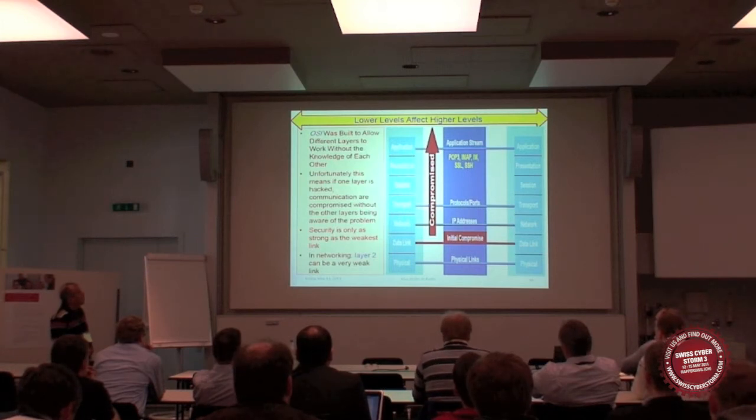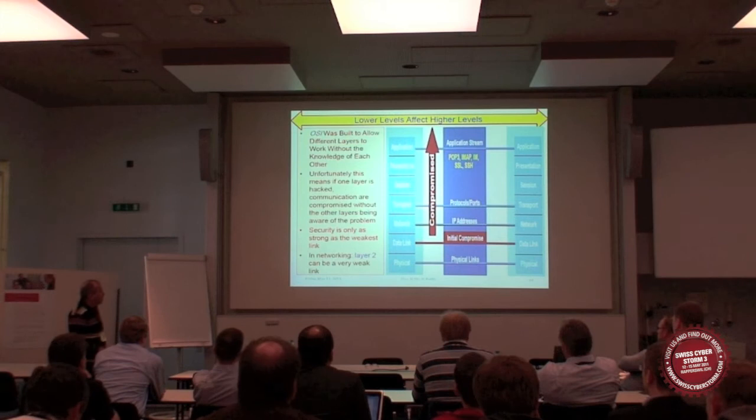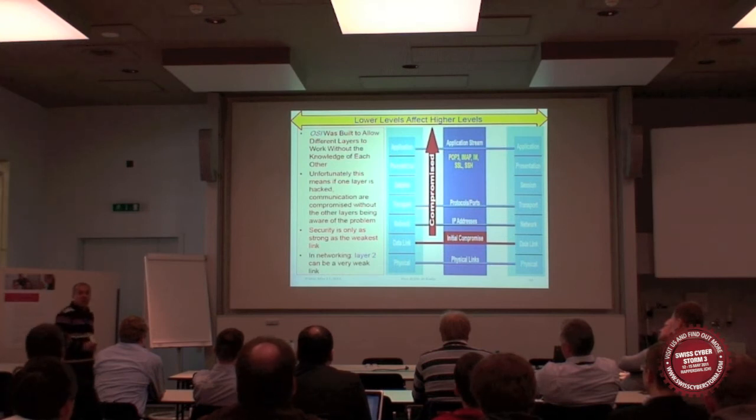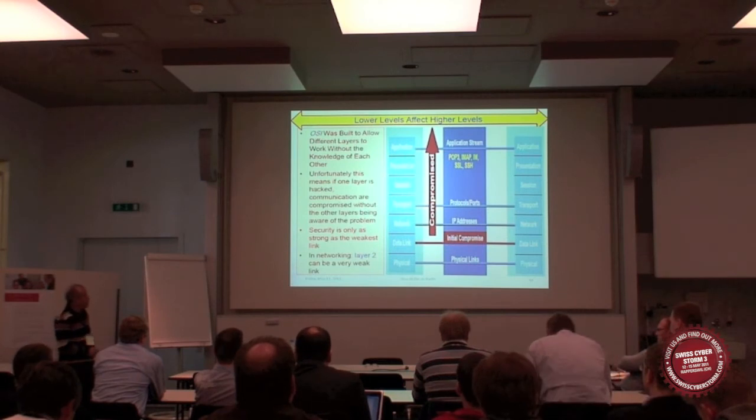Unfortunately, this means if one layer is hacked, communications are compromised without the other layers being aware of the problem. Security is only as strong as the weakest link, and in networking, layer 2 can be a very weak link. This means that IPv4 and IPv6 share the same security attacks if you do not carefully design your network using IPsec.